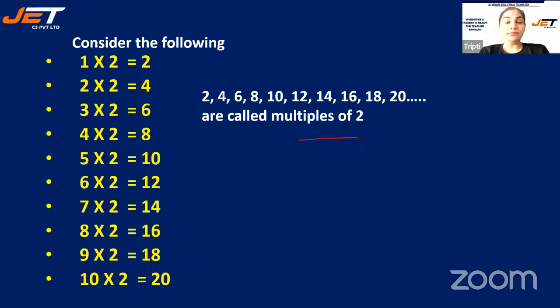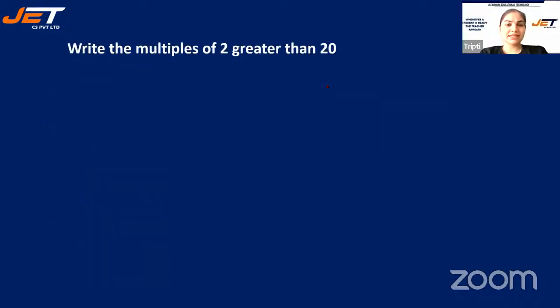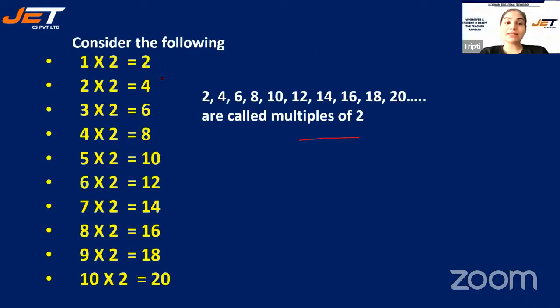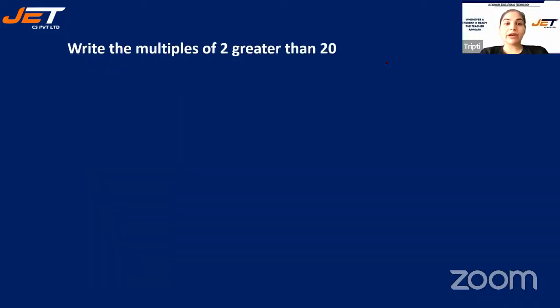What are multiples? Multiples are the numbers that come in the times table of a particular number. Like multiples of 2 are 2, 4, 6, 8, 10, 12, all these. Similarly, over here, the condition is you have to write the multiples of 2 which are greater than 20. Here we have written the multiples up to 20, but over here you have to write the multiples which are greater than 20.